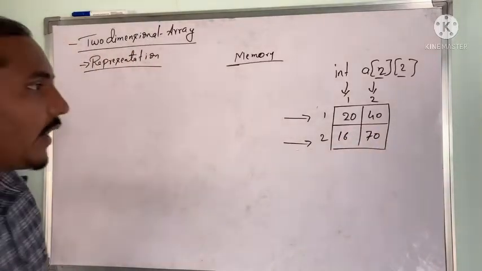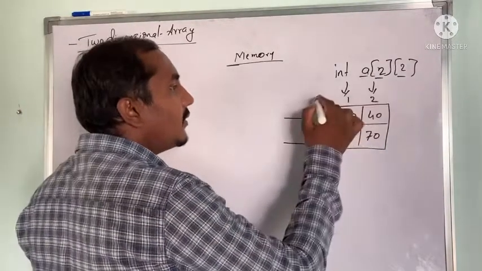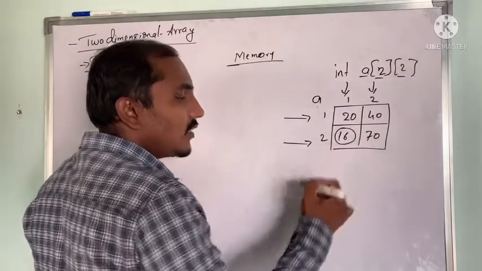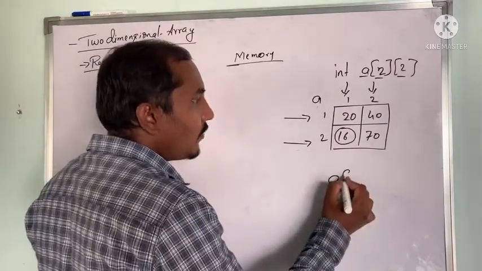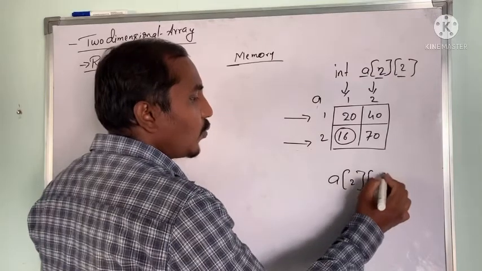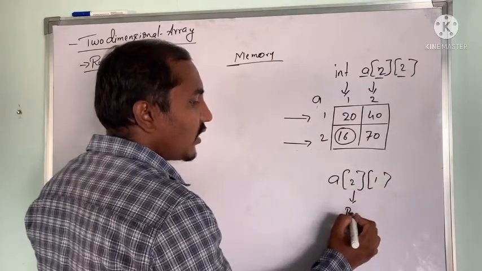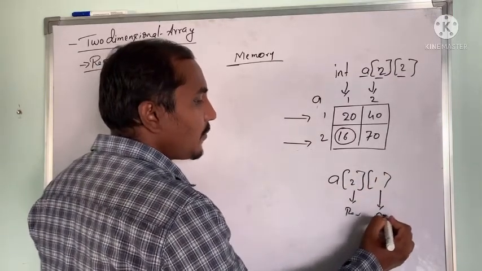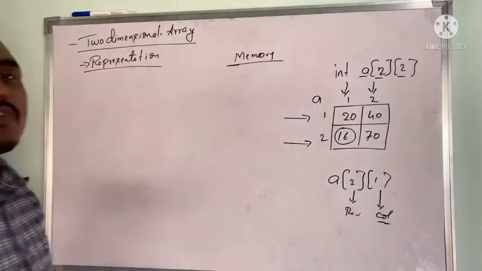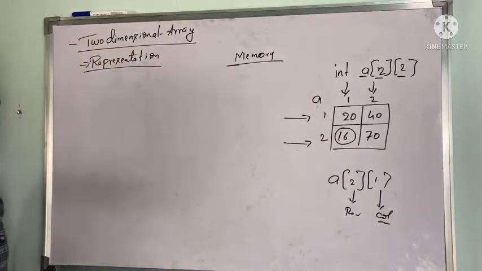Now if I want to access any element, the array name is A. If I want to access 16, we will be writing A of 2, 1, where 2 represents the row and 1 represents the column. Likewise, we access elements in our programming language.